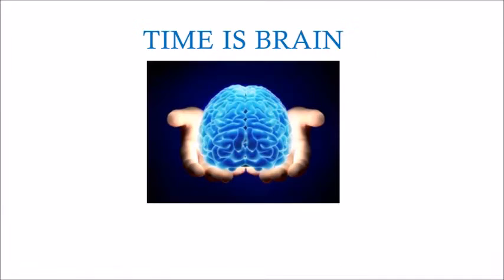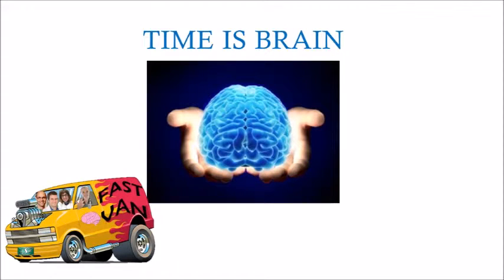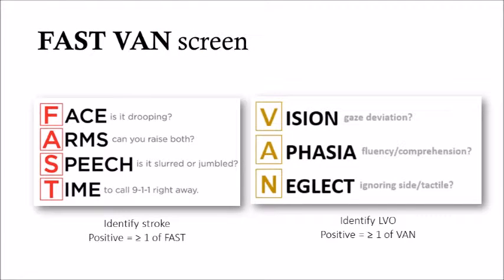Because there's only one tertiary stroke center in our province, we want to get patients having a large vessel occlusion to Saskatoon as fast as possible. That's why we want to implement the Fast VAN stroke screening tool. This is our Fast VAN assessment for identifying large vessel occlusions with stroke.